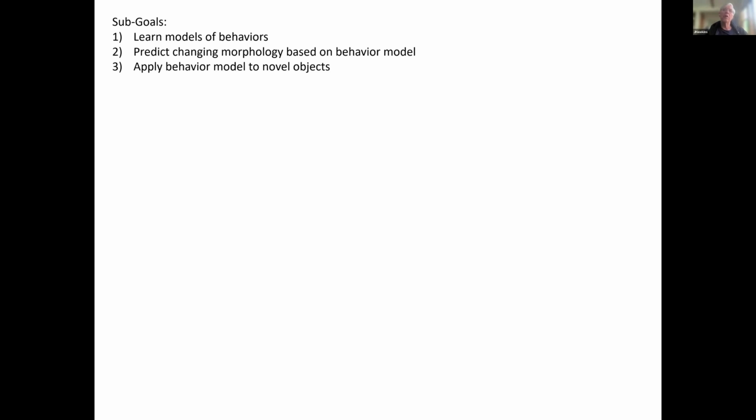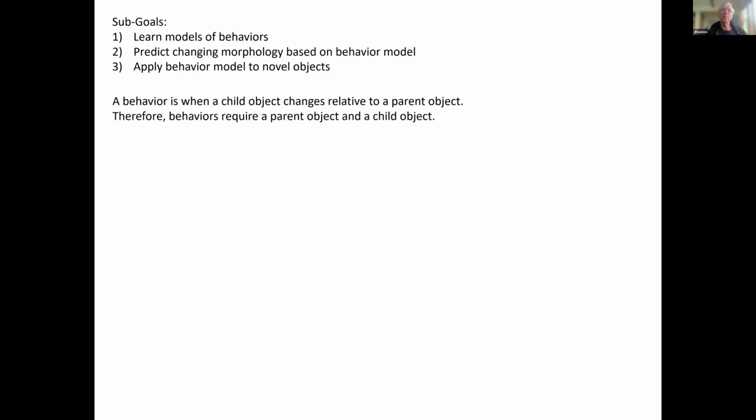So let me just start with where we ended up. Let me start with a definition. A behavior is when a child object changes relative to a parent object. We talked about this before, we're going to abandon the idea that this can be done in a single column. It requires two columns. It requires a parent and child relationship, much like we have with compositional objects. Therefore, behaviors require a parent object and a child object. Okay, so two learning modules.